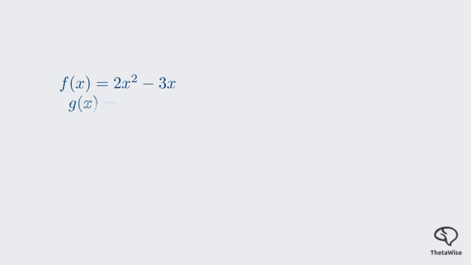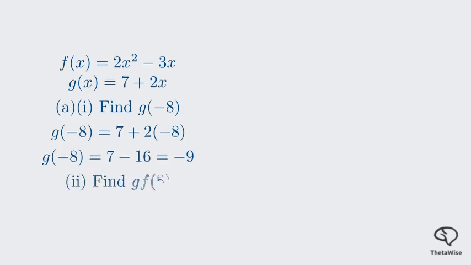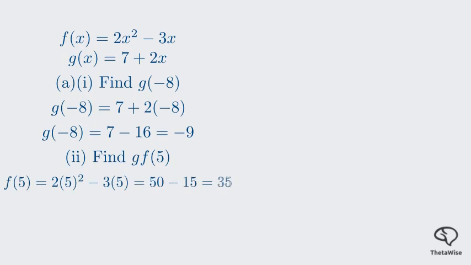Moving on to page 11, we have functions and the quadratic formula. We are given two functions, f of x equals 2x squared minus 3x, and g of x equals 7 plus 2x. For part A1, we find g of -8 by substituting -8 into the function g. 7 minus 16 equals -9. In part 2, we find the composite function g f of 5. We work from the inside out.